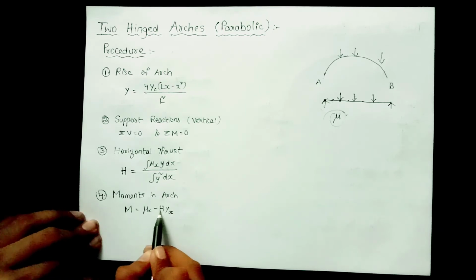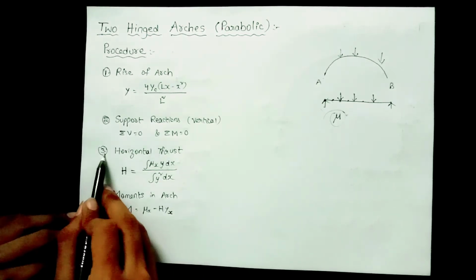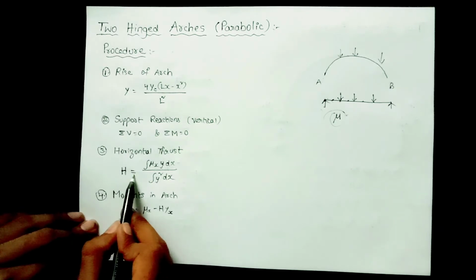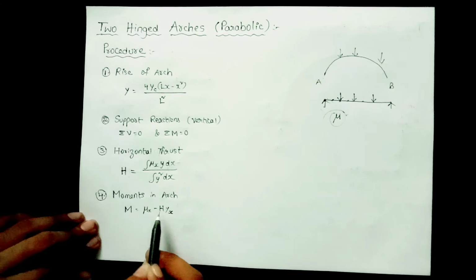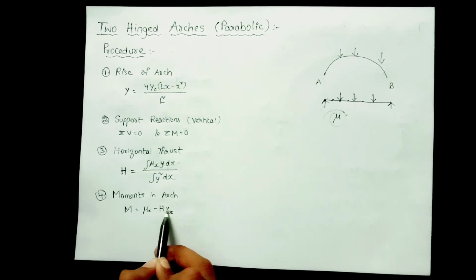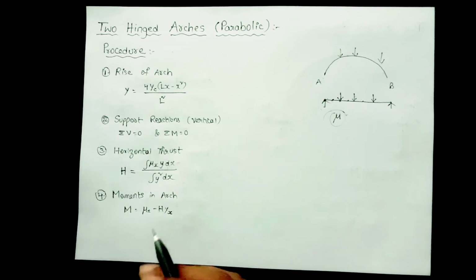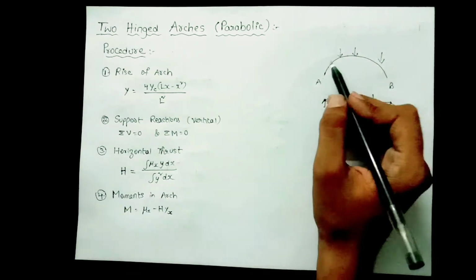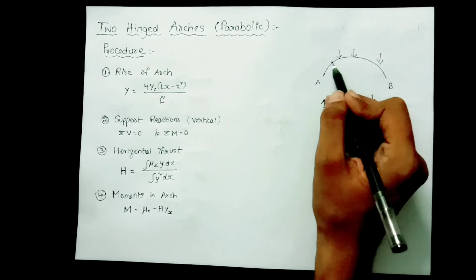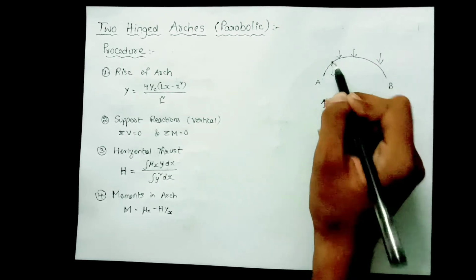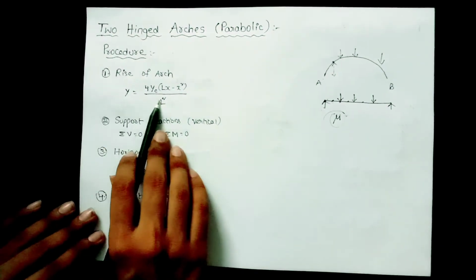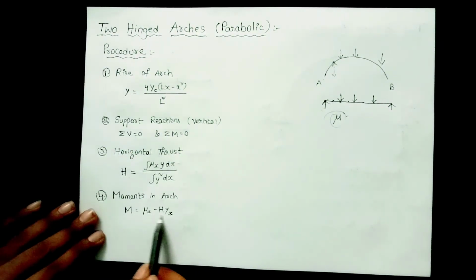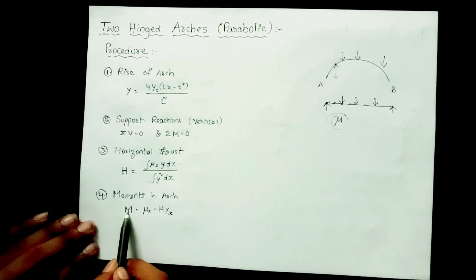H is nothing but the horizontal thrust which is obtained in the third step. In the third step you will get the horizontal reaction or thrust. The same value is substituted here, and yx is nothing but the rise at the point where we are calculating the moment. For example, if we are calculating the moment at this point, then the rise at that point will be yx. This y is obtained from step 1. So now we know all the terms in this formula and we can calculate the moment in the arch.